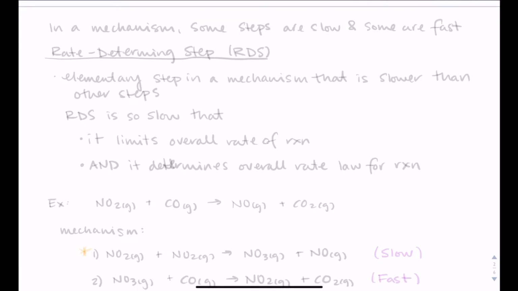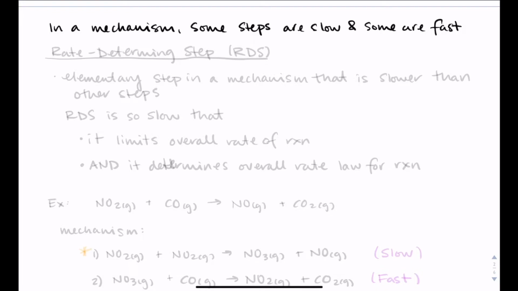In a mechanism, some of the steps are slow and some are fast. And the rate determining step is the slowest step that determines the rate of your reaction. So we'll abbreviate this RDS. It is the elementary step that is slower than all of the others, and it's so slow that it limits the overall rate of reaction to the point that it determines the overall rate law.